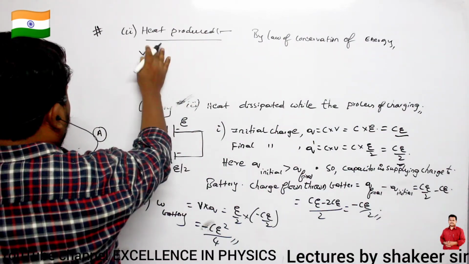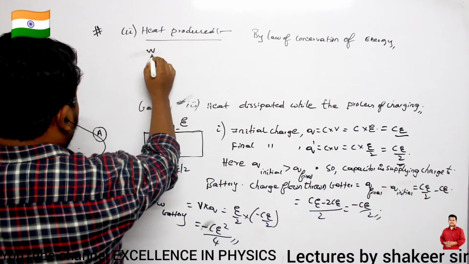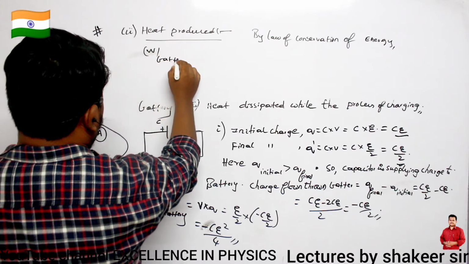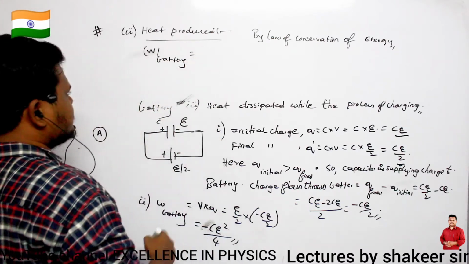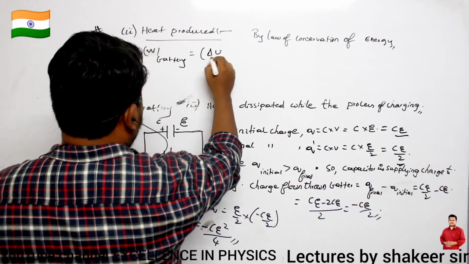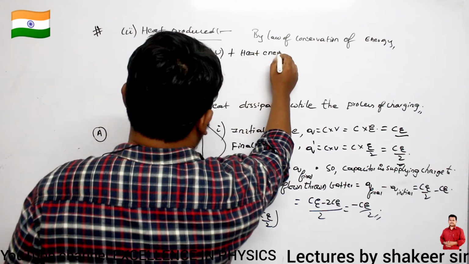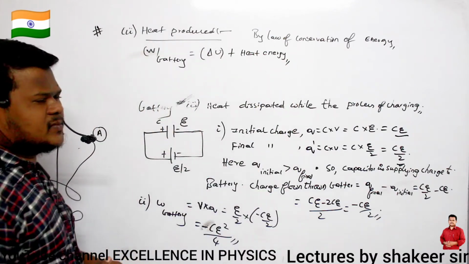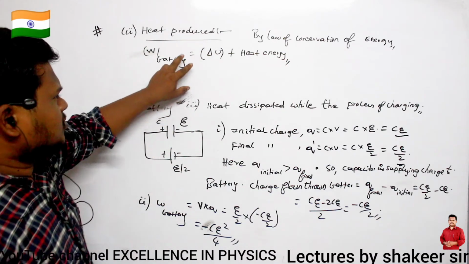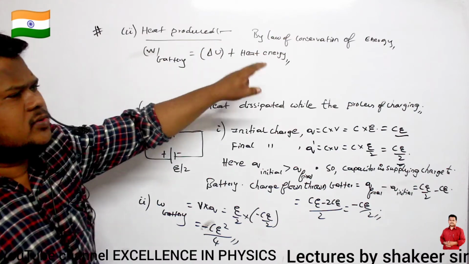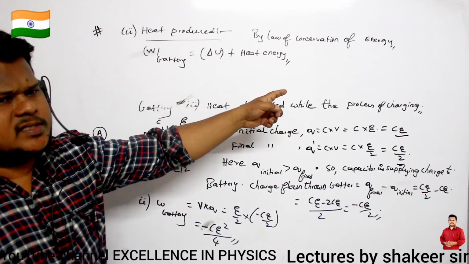So, work done by the battery, it will do two things, no? It will change the potential energy stored in the capacitor and it will produce heat energy also. So this is how I can write the relation. Clear? So here, total work done by the battery should do two things. Already we have discussed this one in the last class.